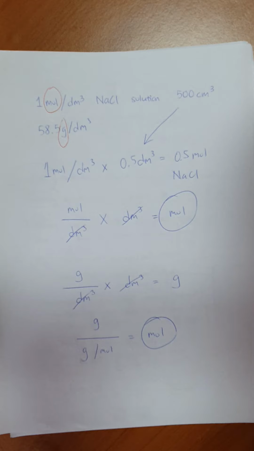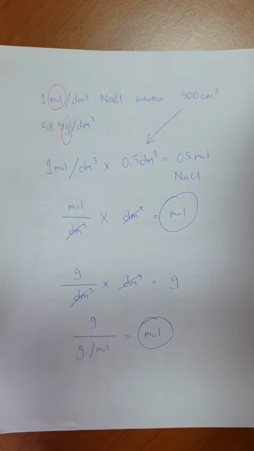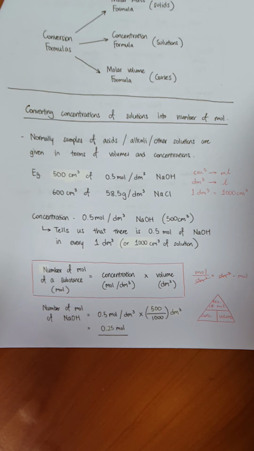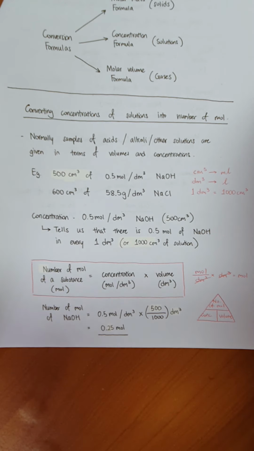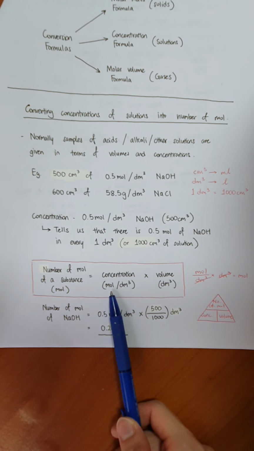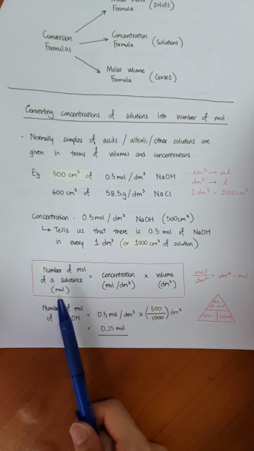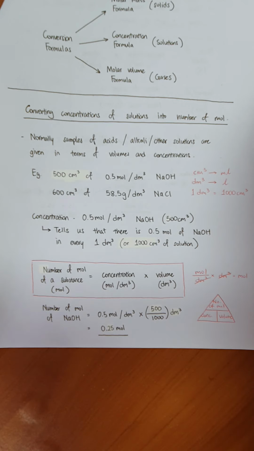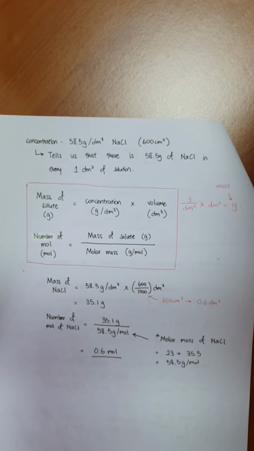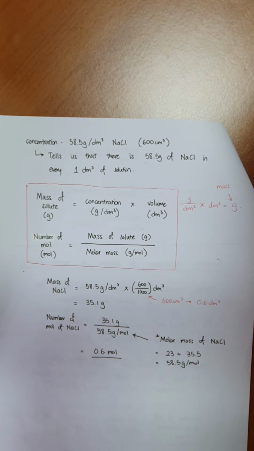That is why grams per dm cube is slightly more troublesome than mole per dm cube, but I hope you get the idea. So our second formula is just like that: concentration multiplied by volume giving me number of moles. Very simple. The previous formula I showed you was for mole per dm cube. This one is for gram per dm cube.